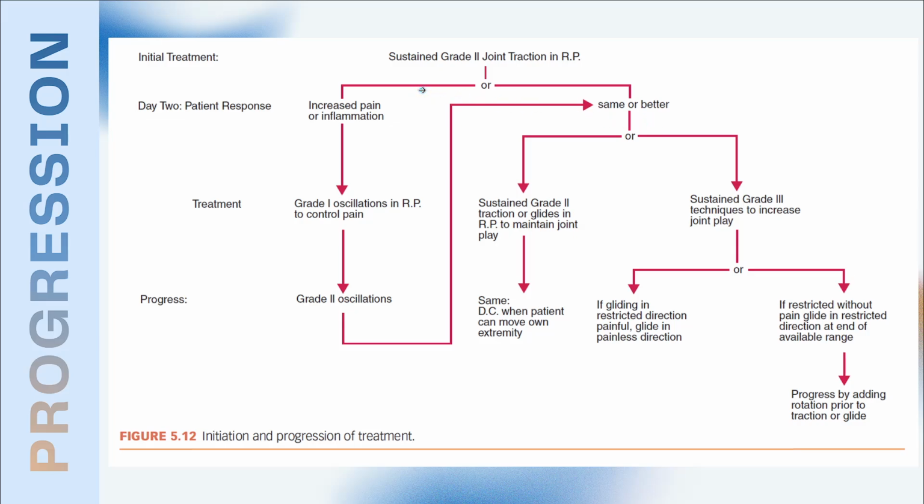In every treatment, you must always start with a grade 2 joint traction in resting position. RP means resting position. DC means discharge. I think those are the only two acronyms here. So you start with a sustained grade 2 joint traction. So what does that mean? That refers to the Kaltenborn scale.